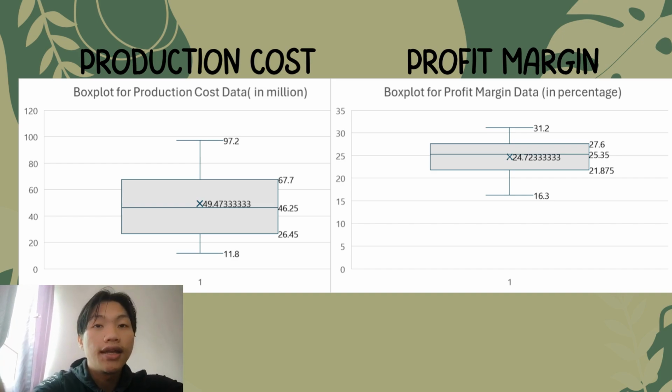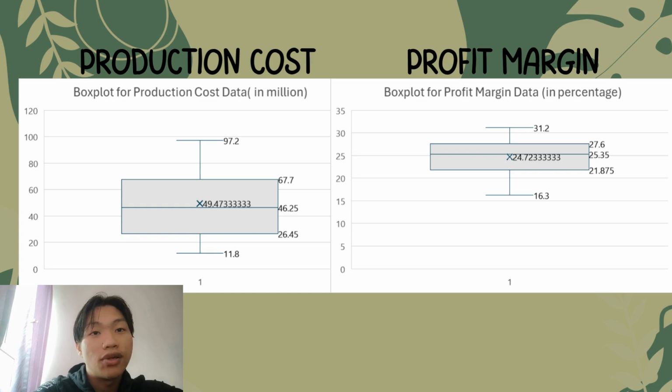On the other hand, profit margins are far more consistent, where the mean is 24.72% and the median is 25.35%, showing a symmetrical and well-centered distribution.